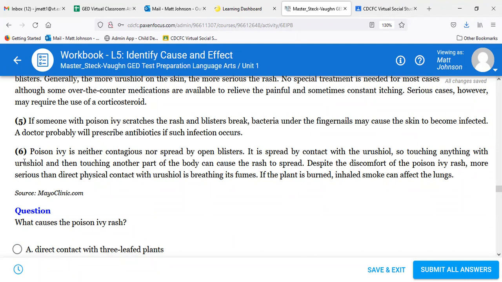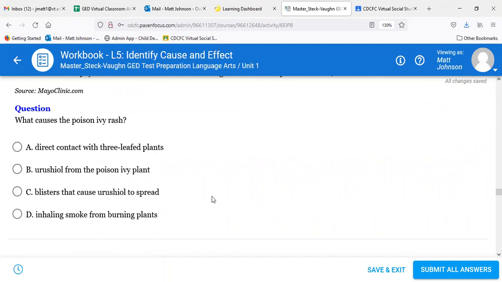So number 7, what causes the poison ivy rash? A, direct contact with 3-leaf plants, or B, urushiol from the poison ivy plant. So I think I heard B. Yeah, B as in boy. So it's the oil on the plant, right? And there's your direct cause and effect. What causes it? The oil.